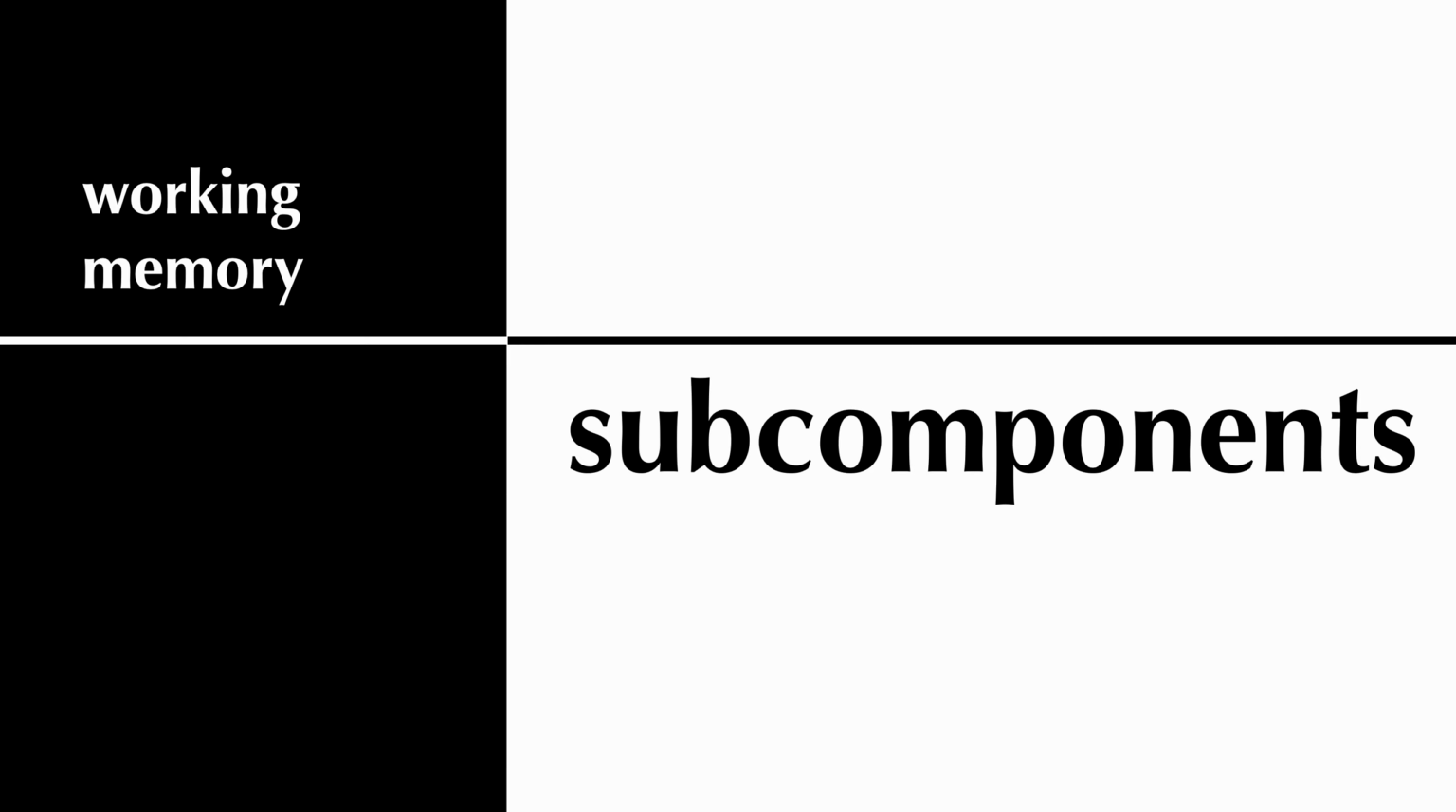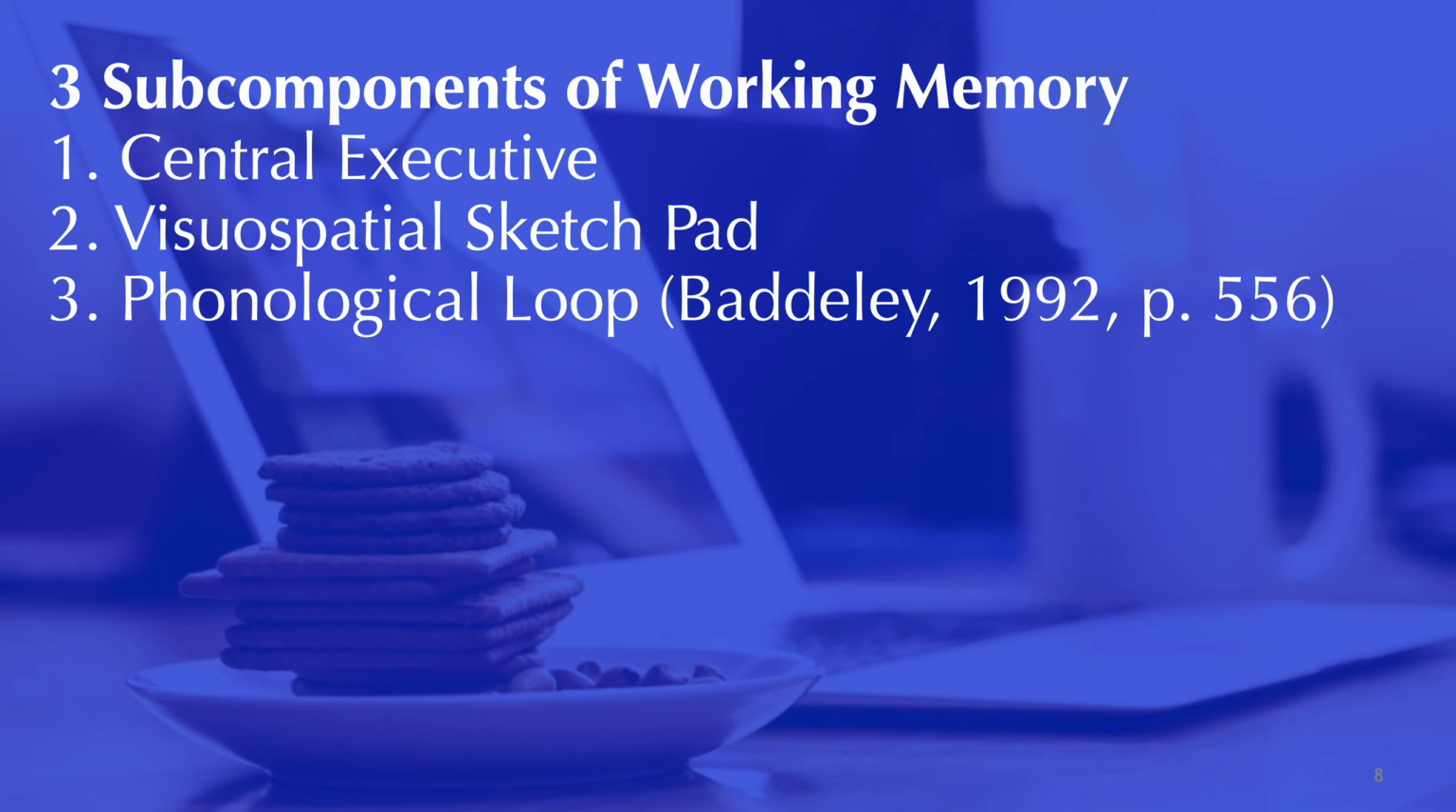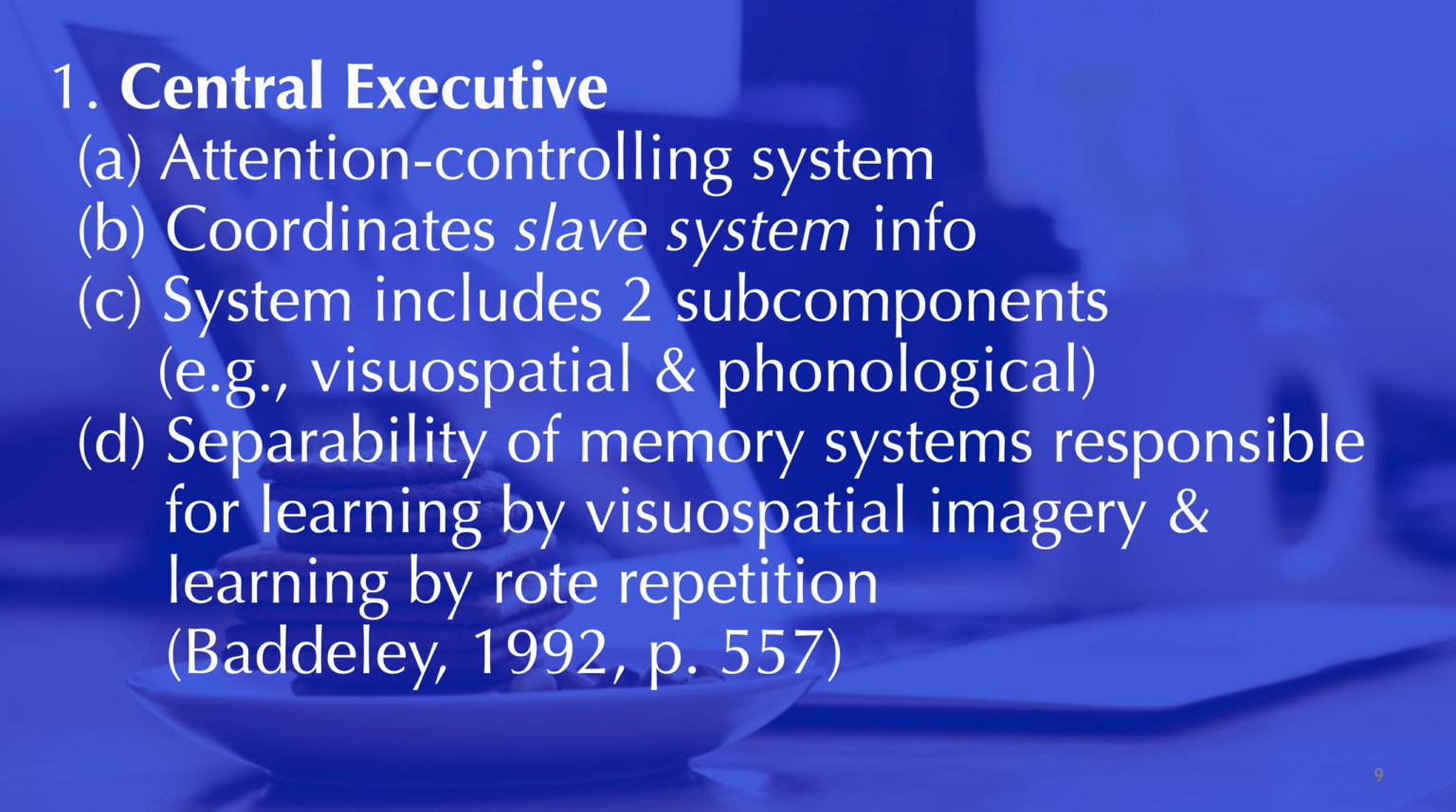So what are the subcomponents? There are three subcomponents, as you saw: central executive, visuospatial sketchpad, and phonological loop. Central executive, it's an attention controlling system. I apologize about the terminology, but it coordinates slave system information, like ones that are underneath it. And this system includes two subcomponents that I talked about just recently: visuospatial and phonological.